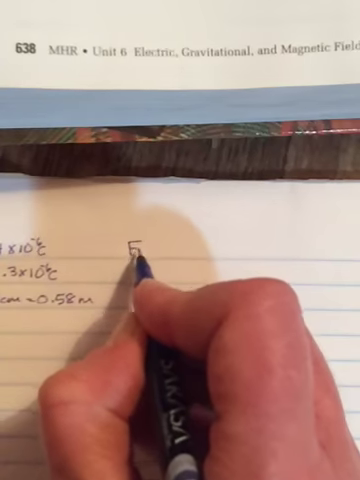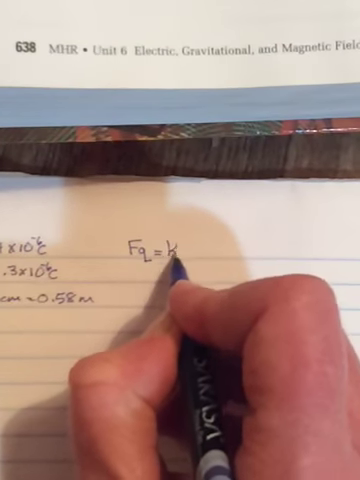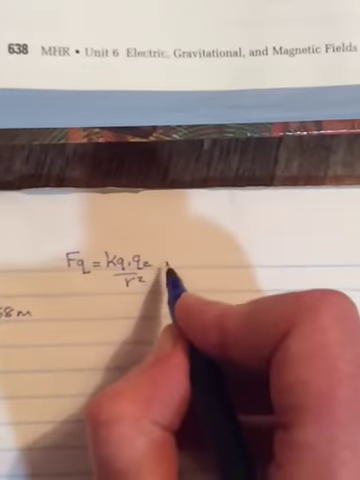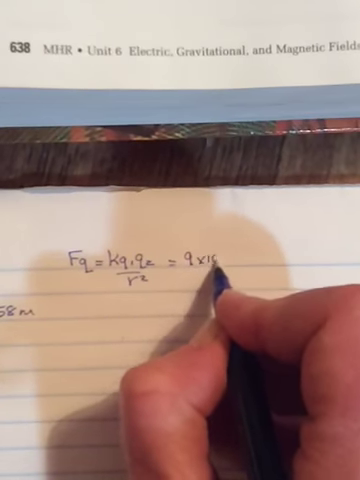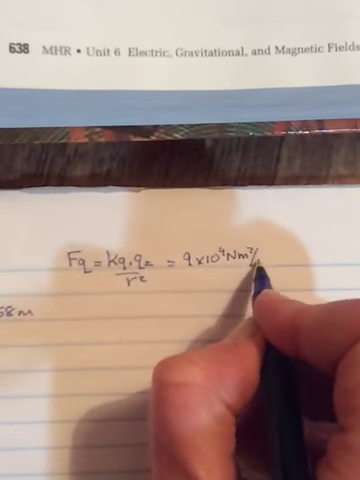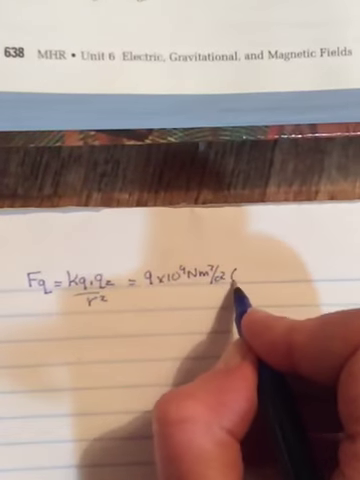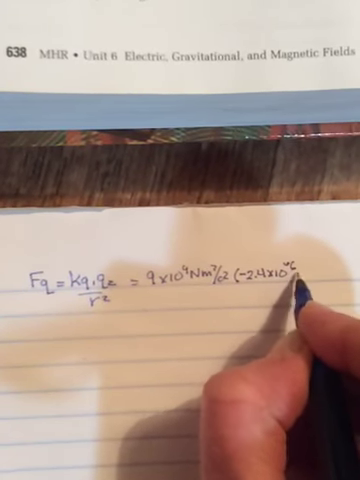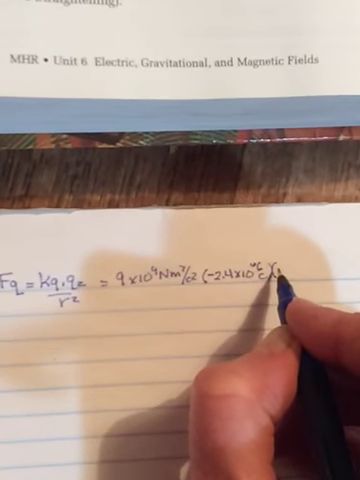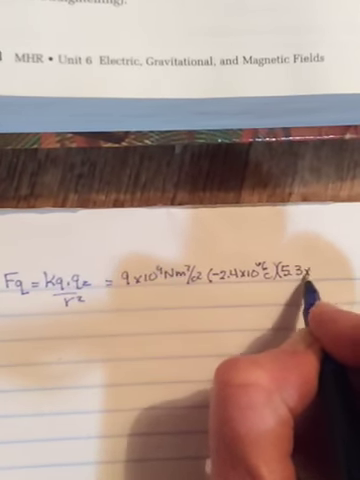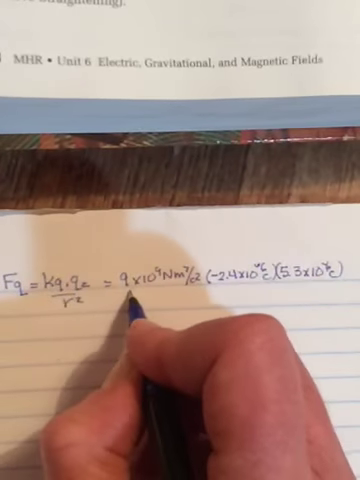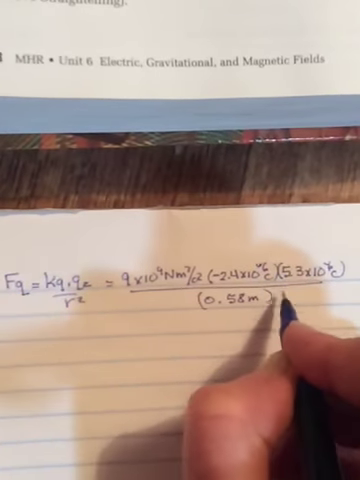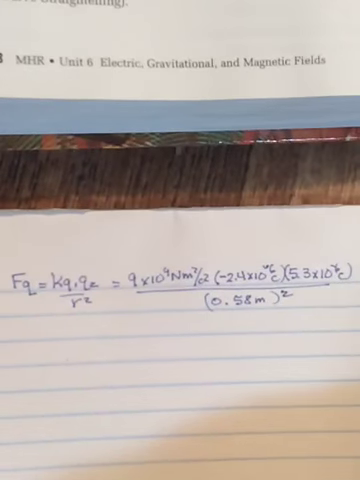So that's our equation that we learned on Friday. Fq is equal to kq1 q2 over r squared. Don't have to rearrange it or anything, just stick your numbers in. So 9 times 10 to the 9th Newton meters squared per coulomb squared times negative 2.4 times 10 to the negative 6 coulombs times positive 5.3 times 10 to the negative 6 coulombs, and then divide it by 0.58 meters, which you have to remember to square in your calculator.